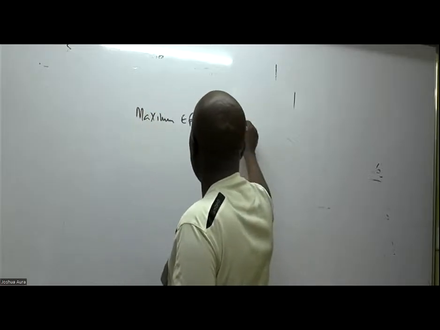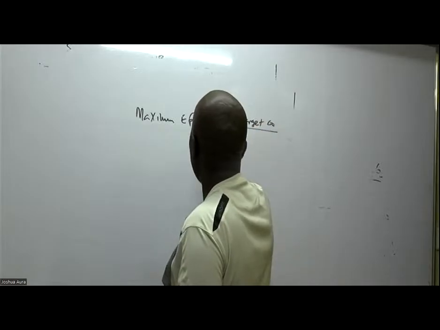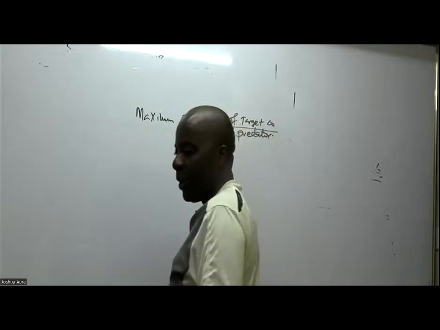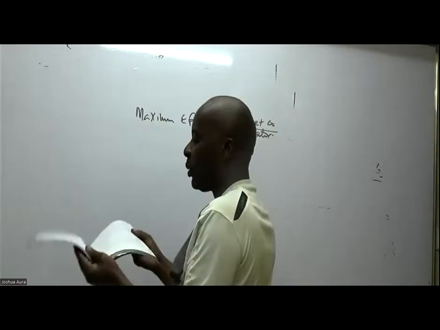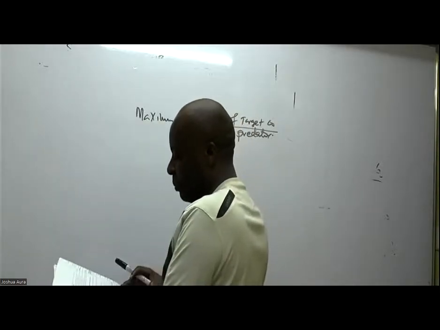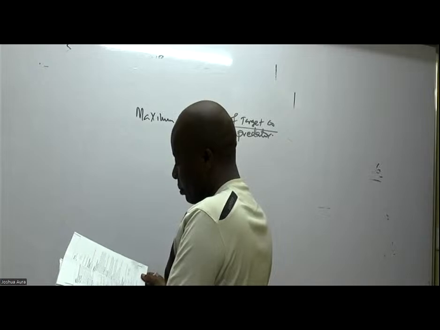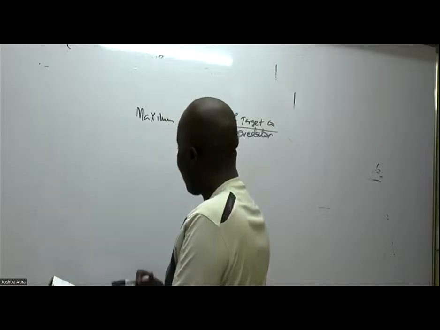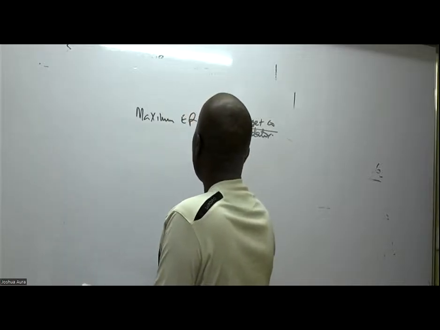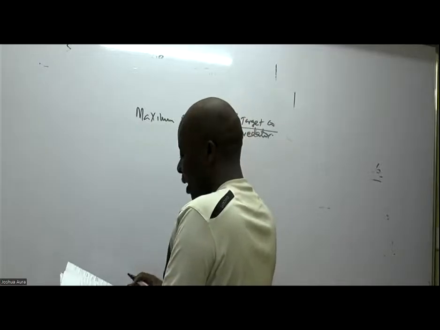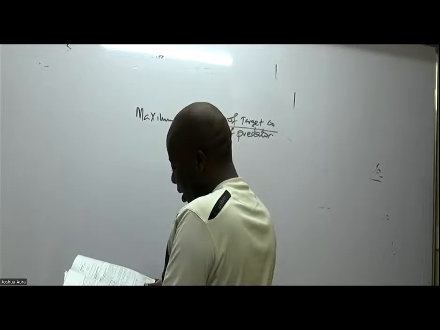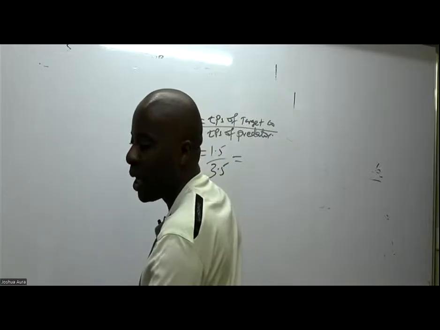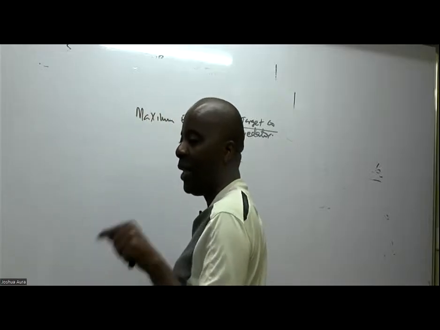My maximum exchange ratio will be EPS of the target company over EPS of the predator. It is always important to read this very well. Our target company is B, because A is the one acquiring B, so A is the predator. So EPS will be 1.5 for B over EPS of the predator, which is 3.5. Once I write this, I go to my calculator and press 1.5 divided by 3.5.